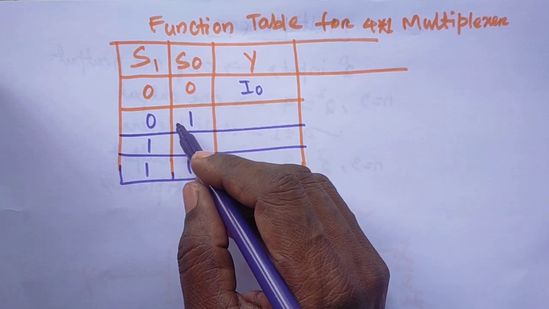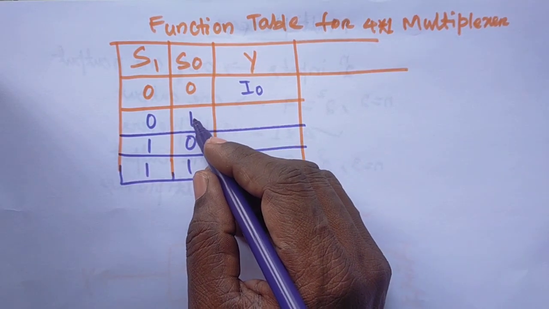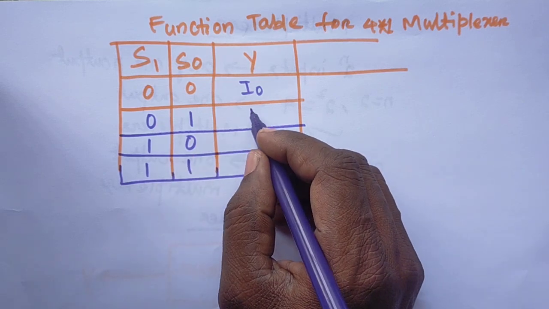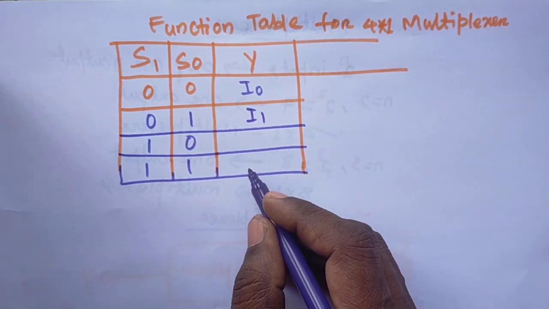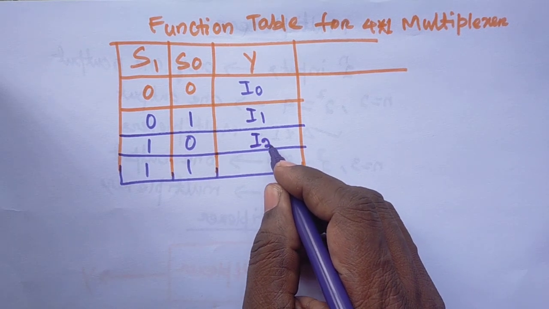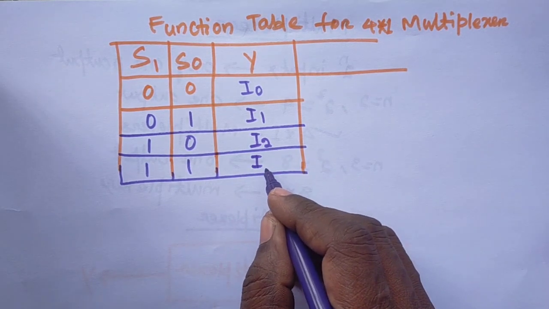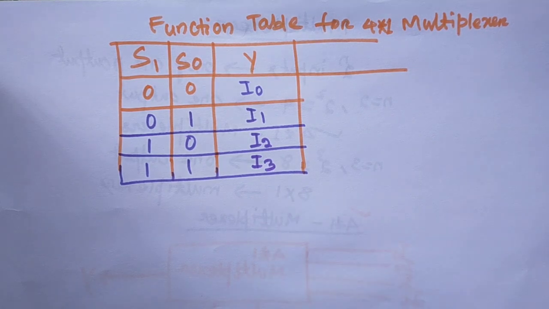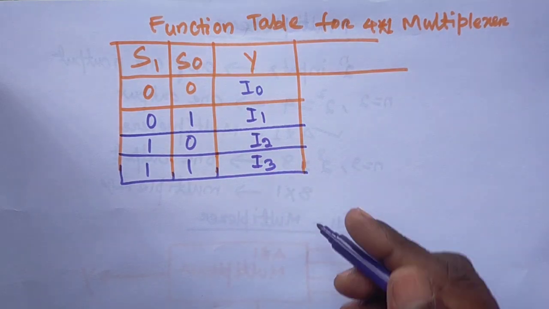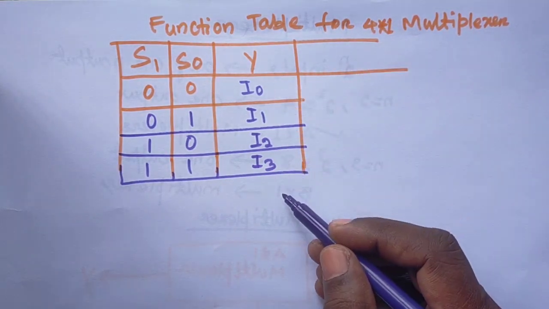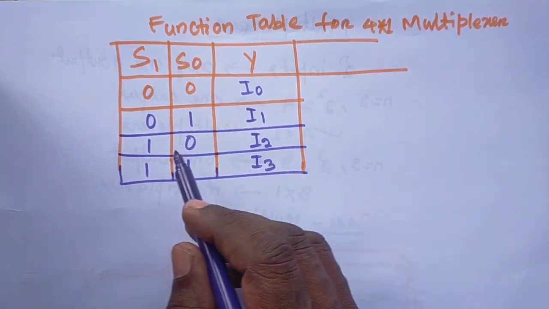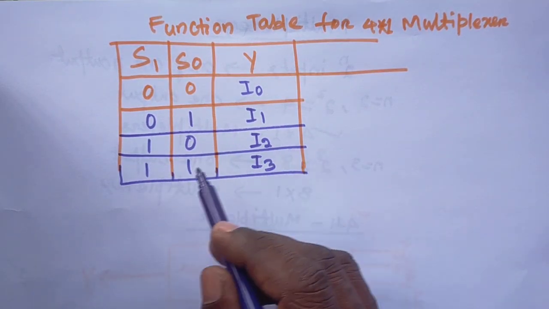This is I0. Again S0 is 1, S1 is 0. Okay, then we can consider it as I1. Then if it is 1 0, we can consider it as I2. If both are 1 1, we will consider it as I3. So different results for Y we can consider in this way. That means 0 0 is I0, 0 1 is I1, 1 0 is I2, 1 1 is I3.